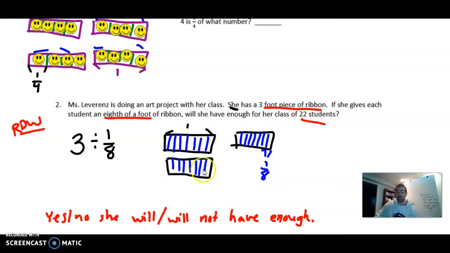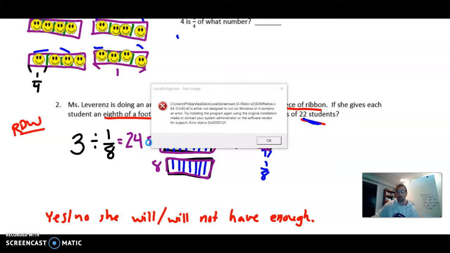Now, how many pieces are there? Will she have enough for her 22 students? Well, in this model here, there's 8 pieces. In this model here, there's another 8 for 8 more geniuses. And this one here is cut up into 8 pieces for 8 more geniuses. So, how many pieces are there all together? She would have 8 plus 8 plus 8, or 8 times 3, giving us a basic fact of 24. Okay. Will she have enough? Yes, she will have enough.